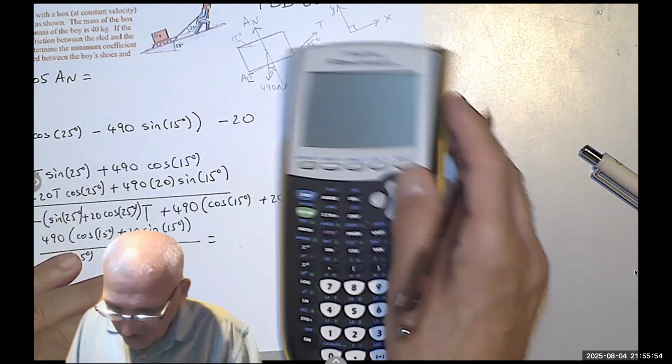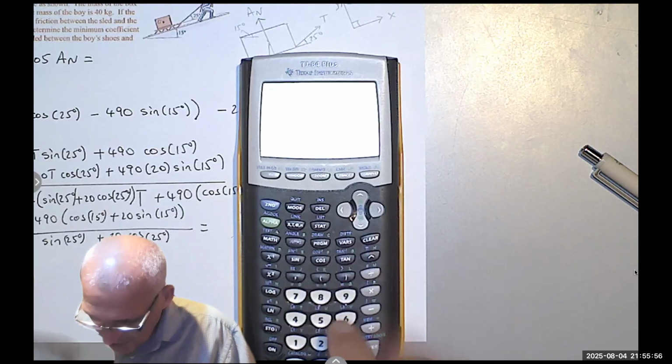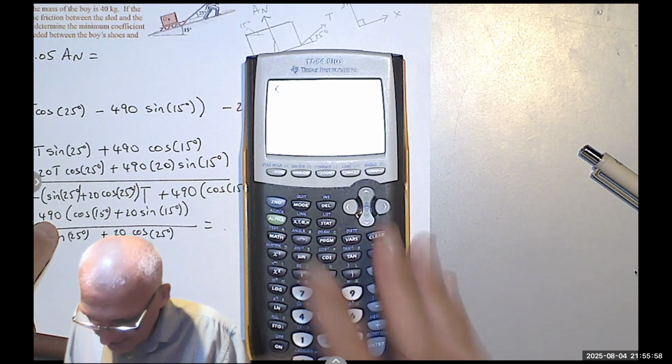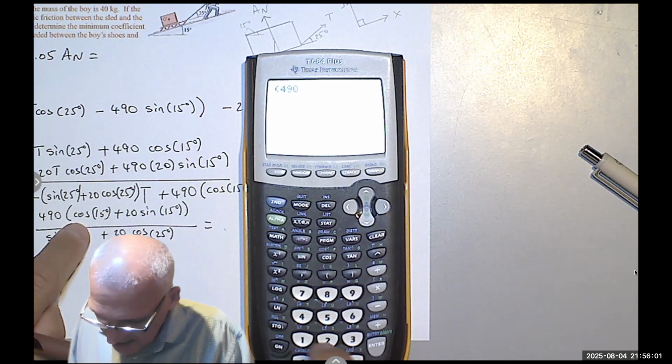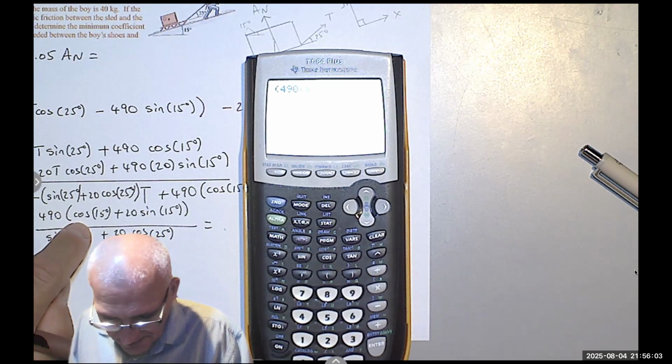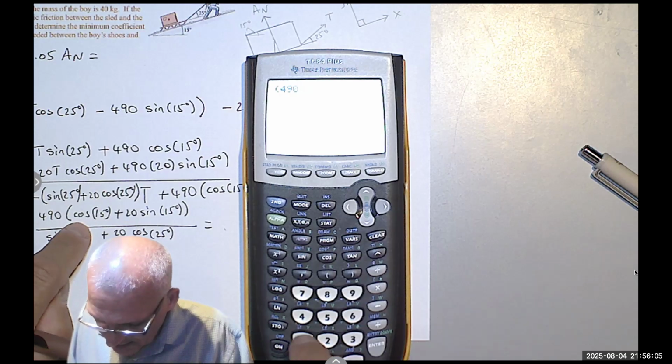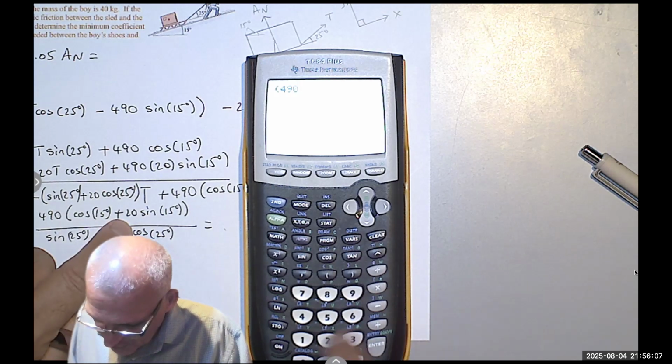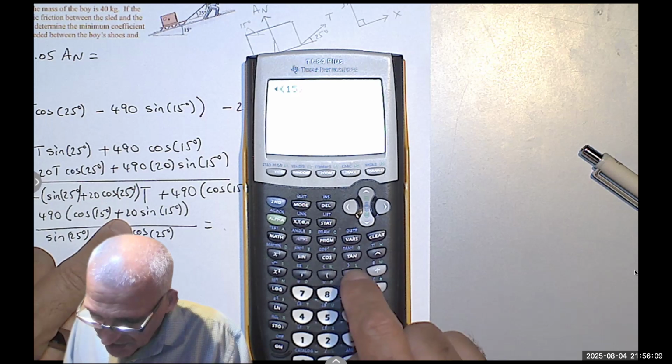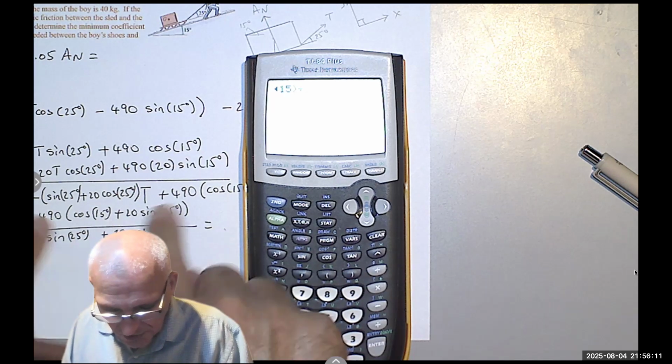Let's calculate the tension. I'm going to open parentheses for the numerator, 490 times another parentheses, cosine 15 plus 20 sine 15, close, close. I'm going to close both.